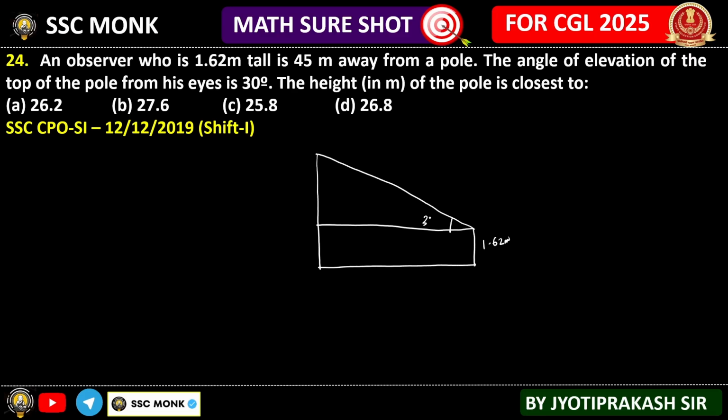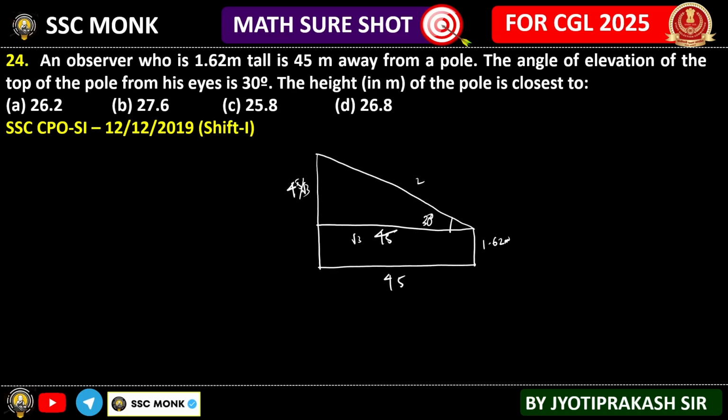Now this angle is equal to 30 degrees, and the distance between the observer and the top of the pole, the distance between the observer and the pole, is 45 meters. What is the height of the pole closest to it? Now understand, if this is 45 and this is 30 degrees, then the sides will be 1, root 3, and 2. As simple as that. Now if the root 3 part is equal to 45, one part is equal to 45 by root 3. Yes or no? Simple.